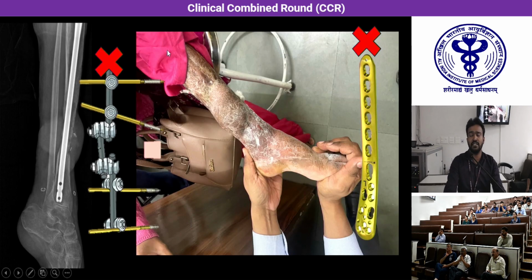So for the definite fixation, the options are: one is external fixation, but that is not possible as the patient already has a nail inside the tibia. There is limited space, and the screw pin diameters are more, which may cause more damage to the already osteoporotic bone. And the other option of plate is also not possible because of the limited space around the tibia.